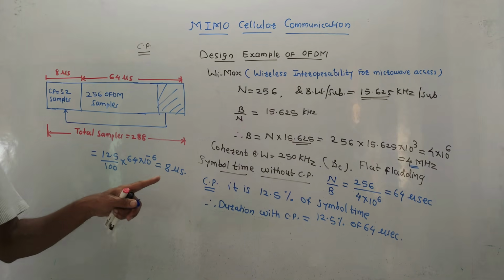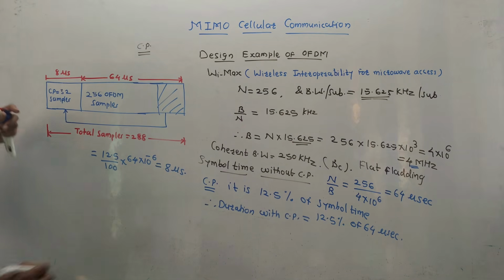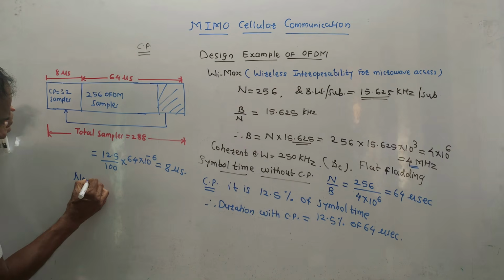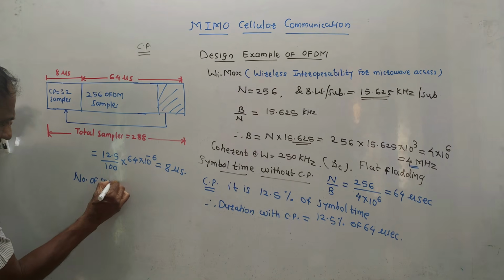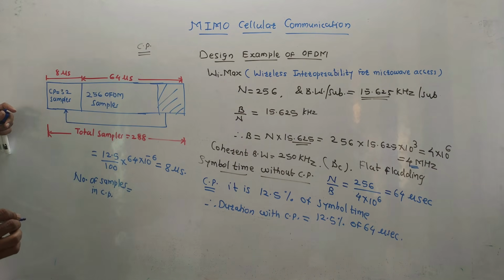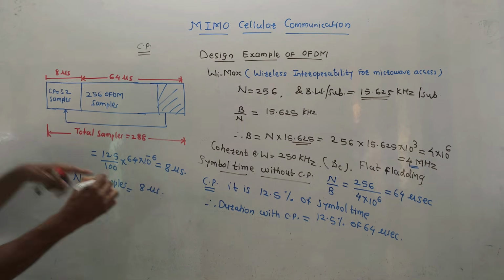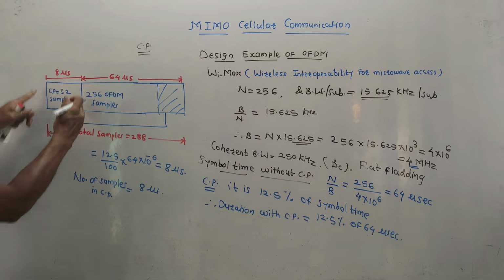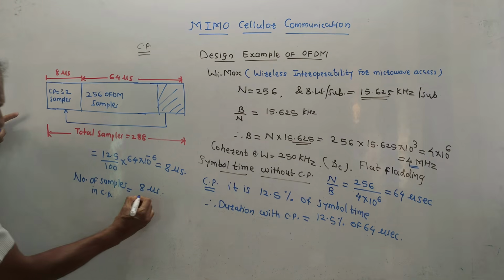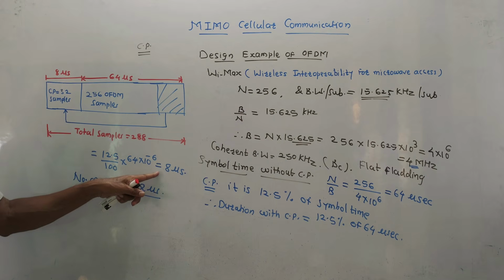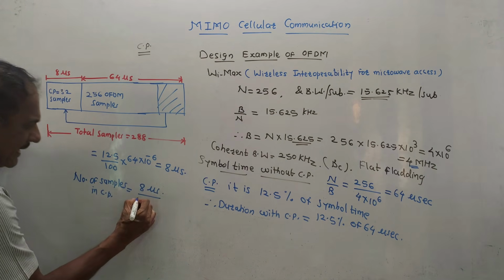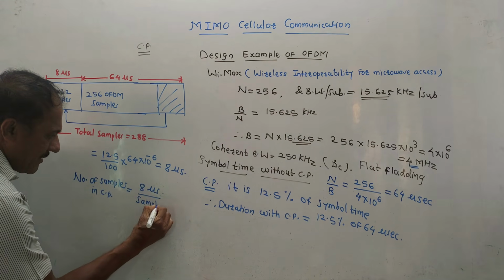Now the next part is the number of samples in CP. So we'll calculate the number of samples in the cyclic prefix. The number of samples is given by this time period, that is 8 microseconds, which is the duration, divided by the sample time.